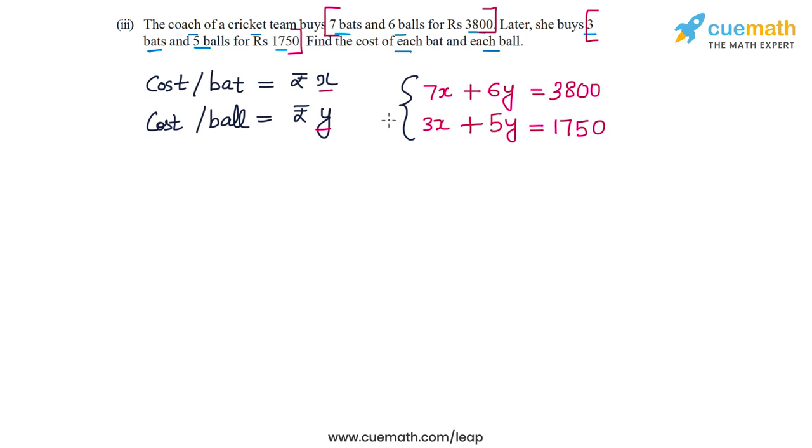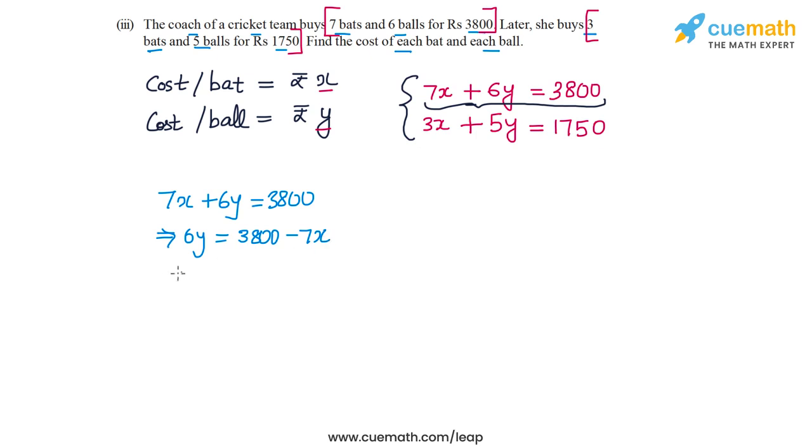What we have to do now is use substitution to solve for x and y. So if I take the first equation, I can write y in terms of x using the first equation. The first equation is 7x plus 6y equal to 3,800. From this I can write 6y equal to 3,800 minus 7x, or y is equal to (3,800 minus 7x) by 6. So from the first equation I can write y in terms of x like this.